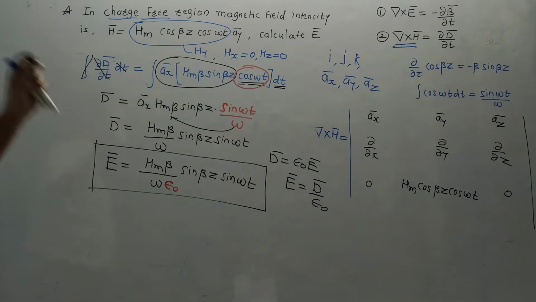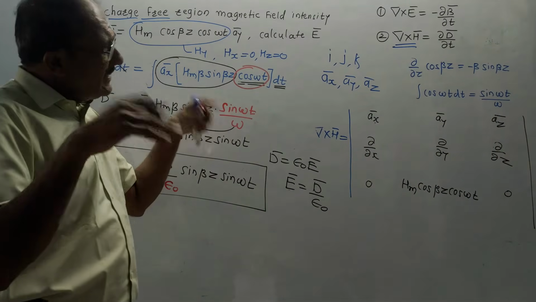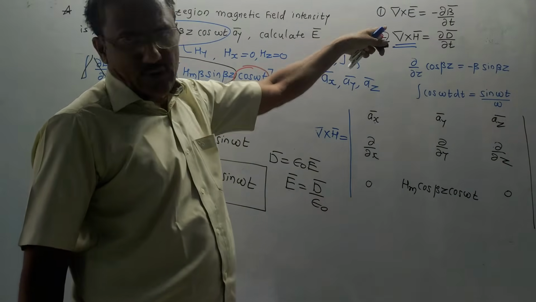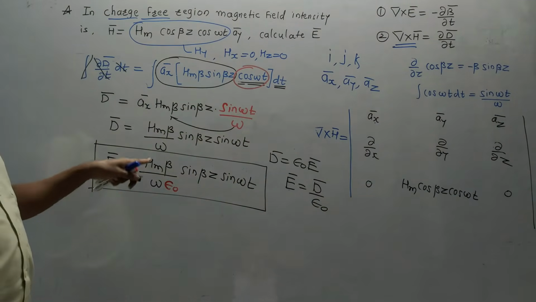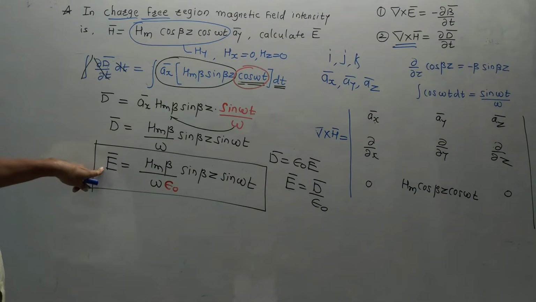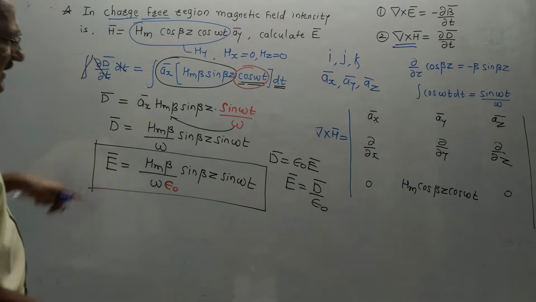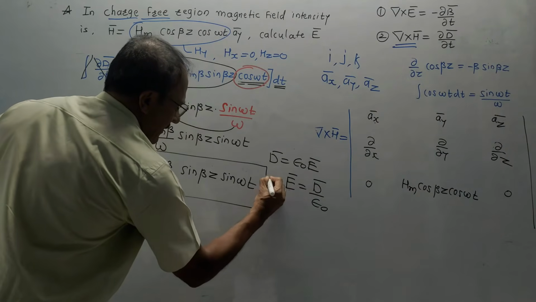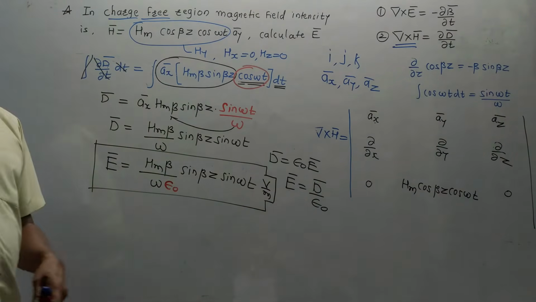So the procedure is very simple. As I said, in 90% of cases you are supposed to make use of these two equations. To get an idea, I have solved one numerical, and it is E bar. E bar is electric field intensity. I hope you are aware its unit is volts per meter. This is the final answer.